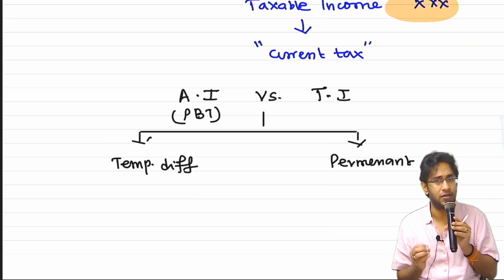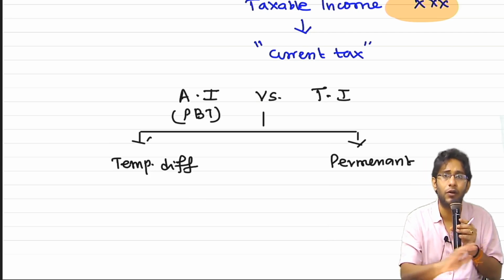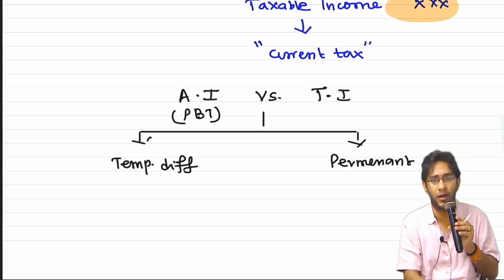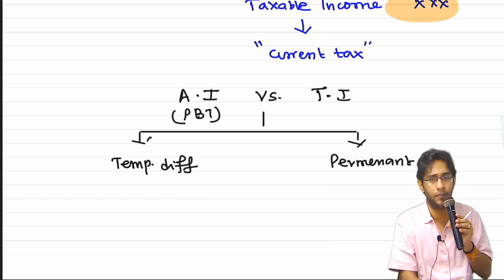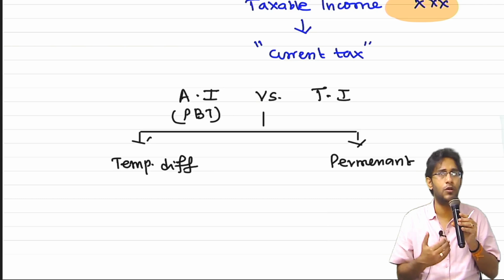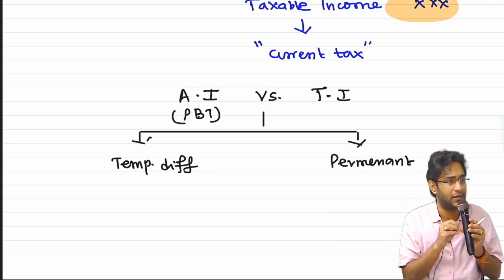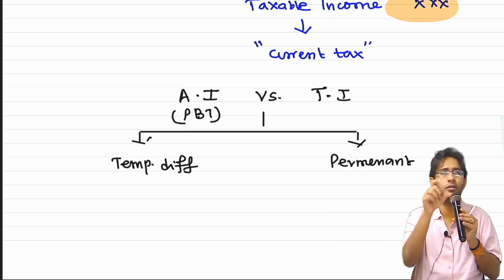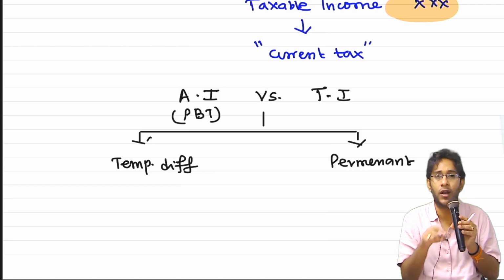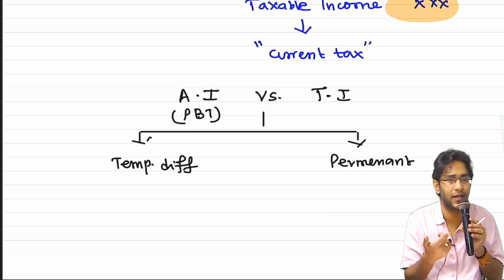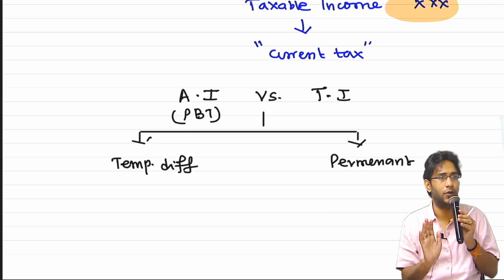There are some differences which are never going to reverse. These are called permanent differences. For example, you have agricultural income. Agricultural income, you will obviously offer it in your P&L account as income, but that is exempt from tax. So income tax people say, remove this, we are not going to tax this. Oh, in the current year you did not tax, next year they will tax again? No, it is a permanent difference. Are you understanding?